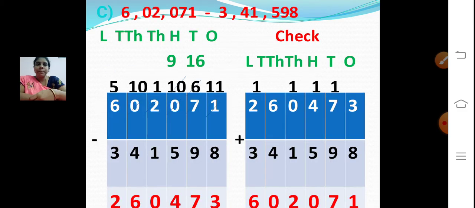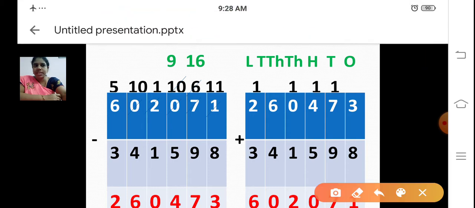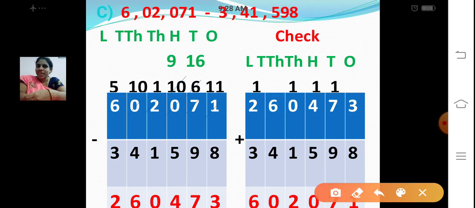We'll see one sum in this. So we are going to subtract 6,02,071 minus 3,41,598. Let's subtract these two numbers now. Shall we subtract these two numbers? Yes, first write the numbers in the exact places.